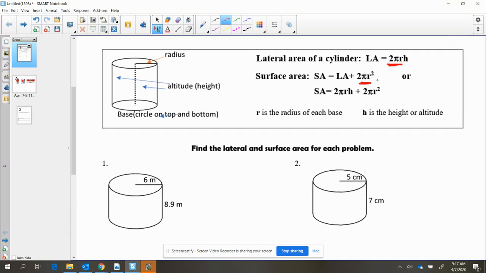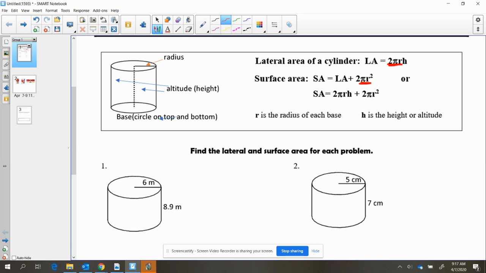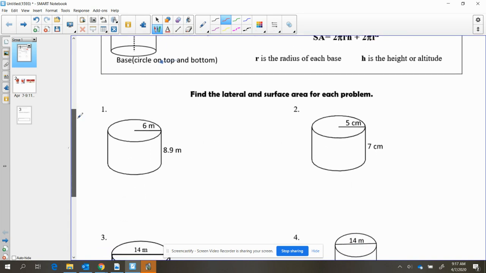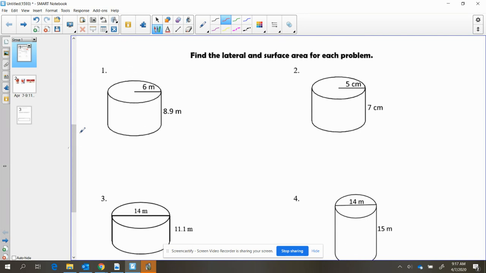So it goes back to what we talked about with the prism stuff, right? But we just know the area of the base is always going to be pi r squared because all circles are pi r squared. Before, we had to figure out what shape our base was before we could officially find what the area was. So for all of these examples here, we're going to find not only the total surface area, but also the lateral area of each of these problems.